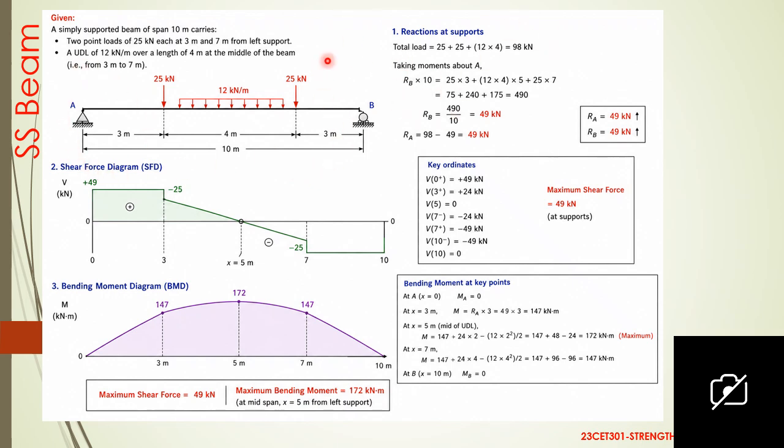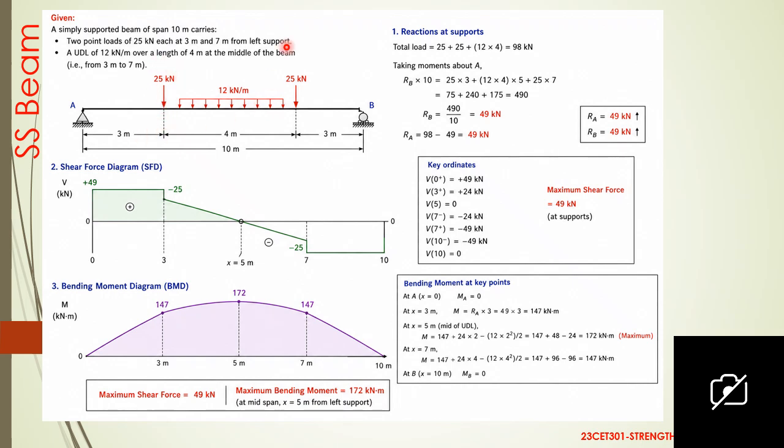So two supports, two reactions, that is RA plus RB equal to total load on the beam. Total load means 25 plus 25, 50, and 12 into 4, that is 48. The total is 98 kilonewton. And the next step is taking moment about A.